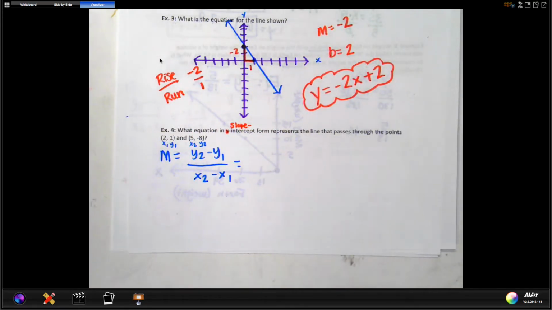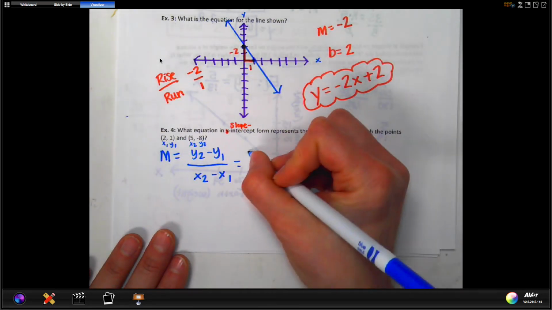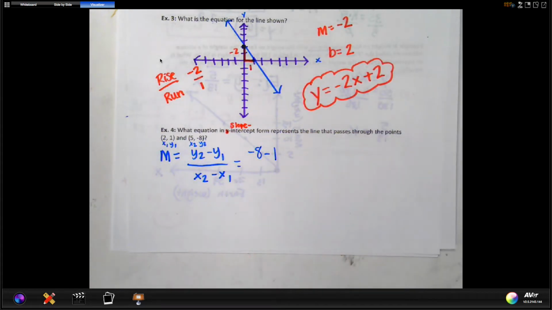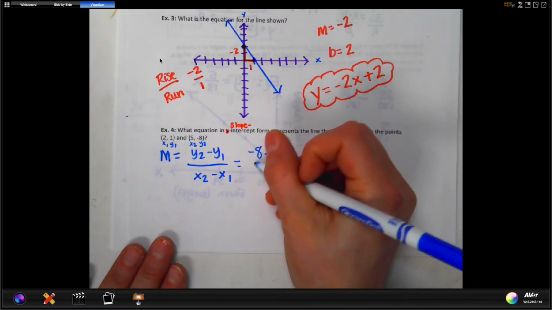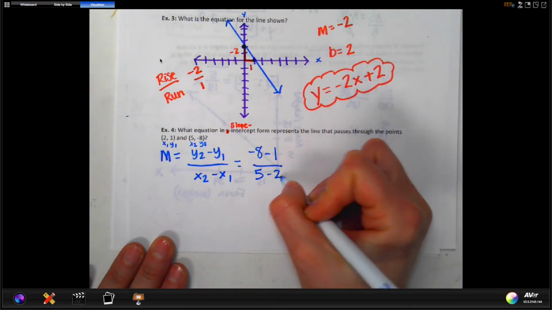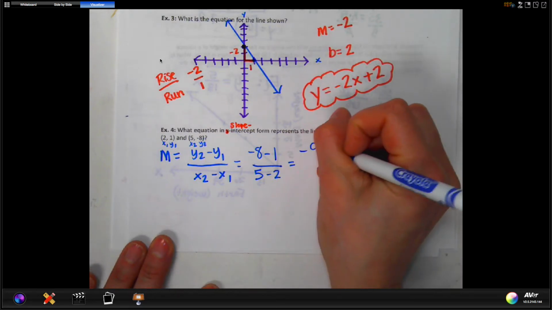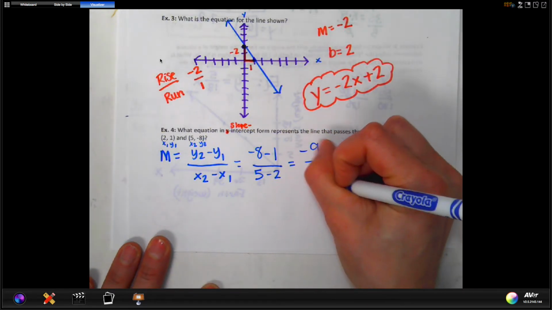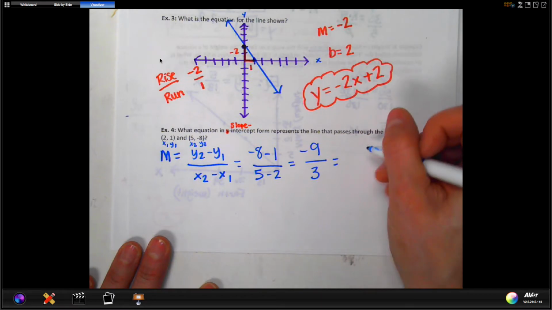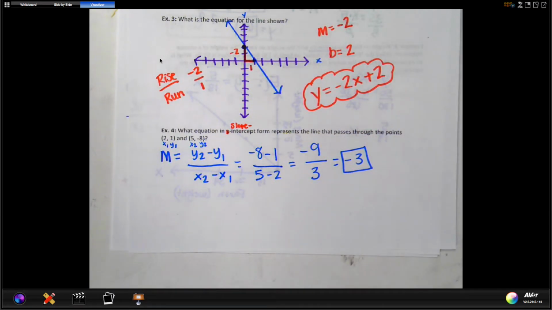So when you subtract, the top should be -8 minus 1 for y2 minus y1. And the bottom should be 5 minus 2. Okay, so what is -8 minus 1? What did you get? Good. And 5 minus 2, that's easy, that's 3. If I simplify that, what do I get? Perfect. Okay, so I have half of what I need.